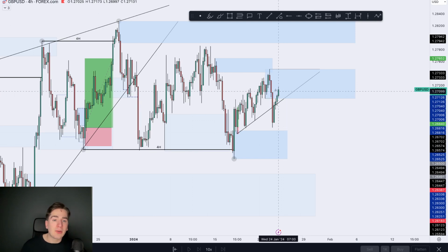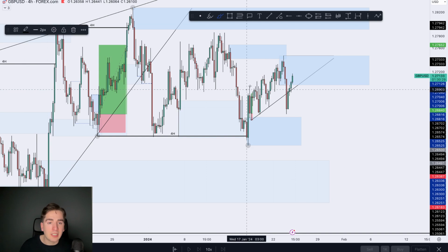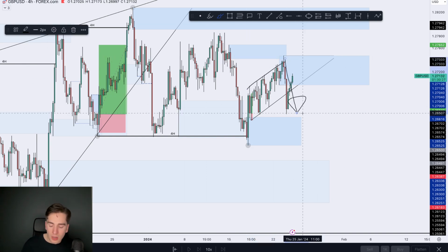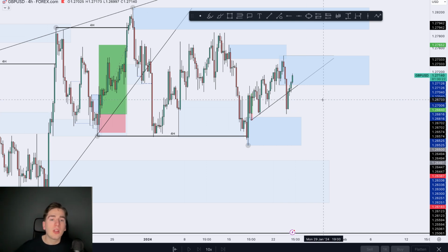So pound dollar is now in supply. As we can obviously see, we had the corrective price action, as I mentioned in yesterday's video, and then we saw the aggressive sell-off. So pretty much yesterday's expectation played out. So what we can now do is look for shorts within this area of 4-hour supply.